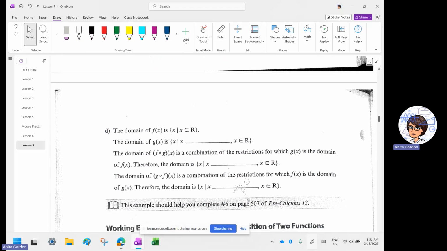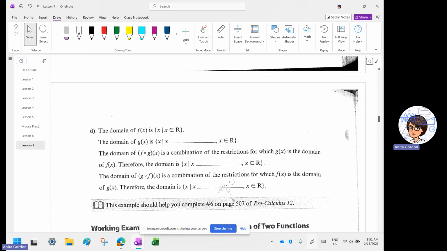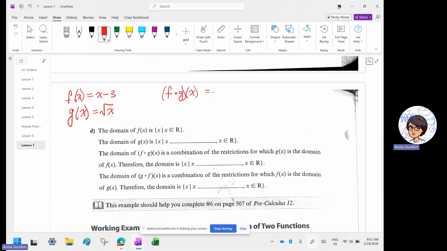Let's talk about their domains. As a reminder, I'm just going to write this at the top of my screen here. f of x was x minus 3. G of x was just the square root function. f of g of x was square root of x minus 3.